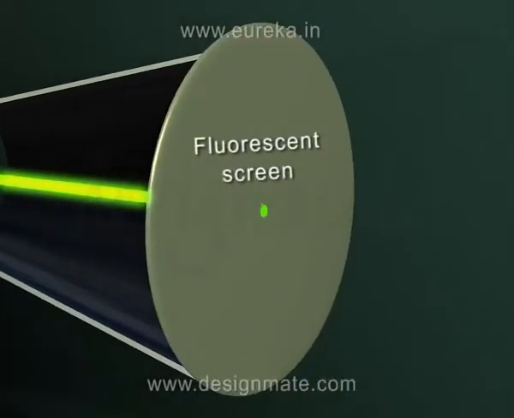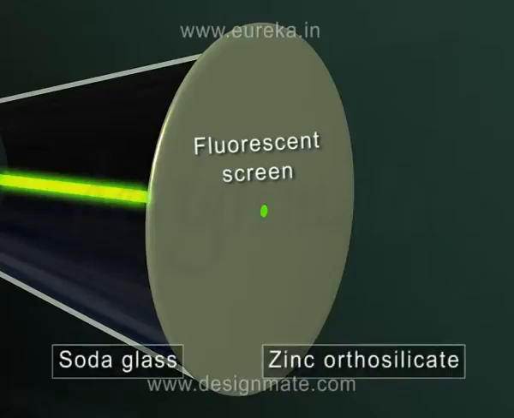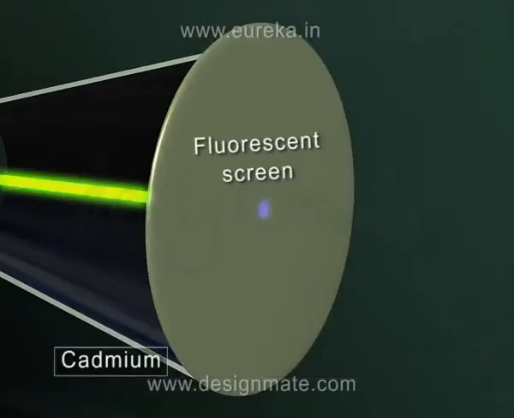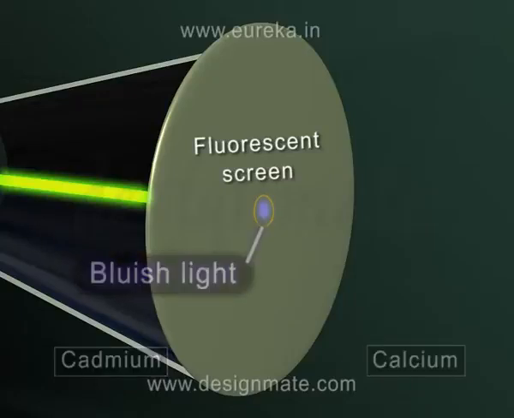Fluorescent screen. This screen is coated with some fluorescent material called phosphor, on which the bright spot of electron beam is obtained. The color of light depends upon the nature of fluorescent material. For example, the screen coated with soda glass or zinc orthosilicate gives off green light when an electron beam strikes it, while cadmium and calcium coated screen gives off a bluish light.